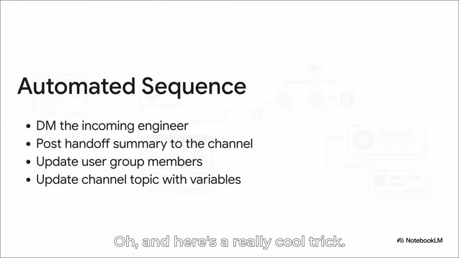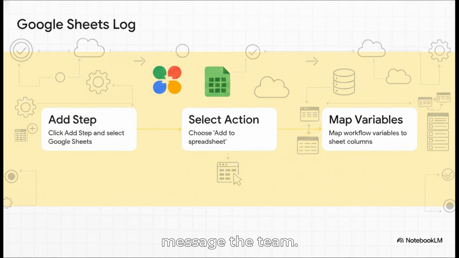Oh, and here's a really cool trick. You can update the channel topic using numbered variables enclosed in double curly brackets. So typing bracket bracket 1 bracket bracket automatically displays the name of the current primary on-call engineer right at the top of the channel. That way everyone always knows exactly who to ping. No guessing required.